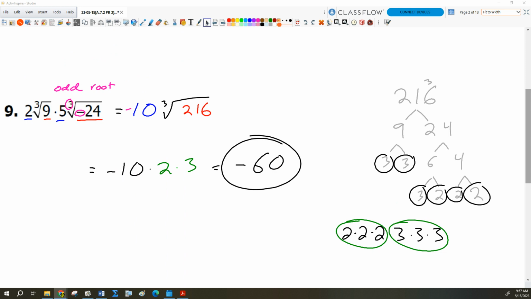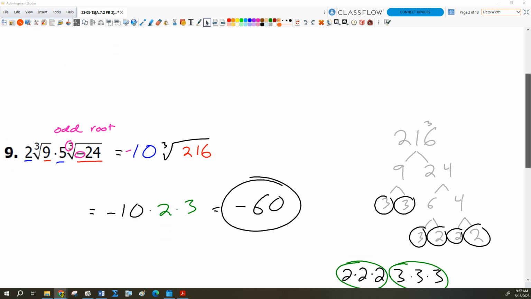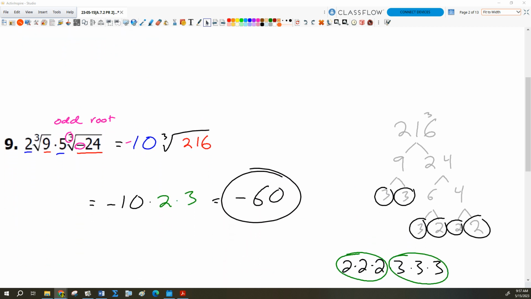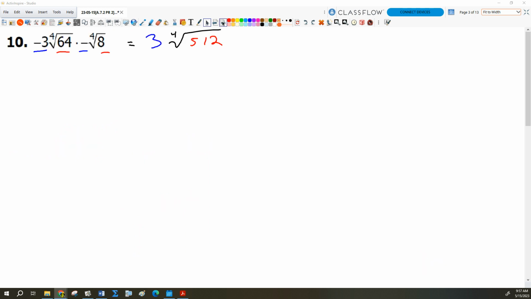Factor tree. Okay, what's our saying going to be? For square roots, couples go out, singles stay in. For cube roots, triples go out, everything else stays in. What is it for fourth roots? Quadruples go out, everything else stays in. Good, okay.